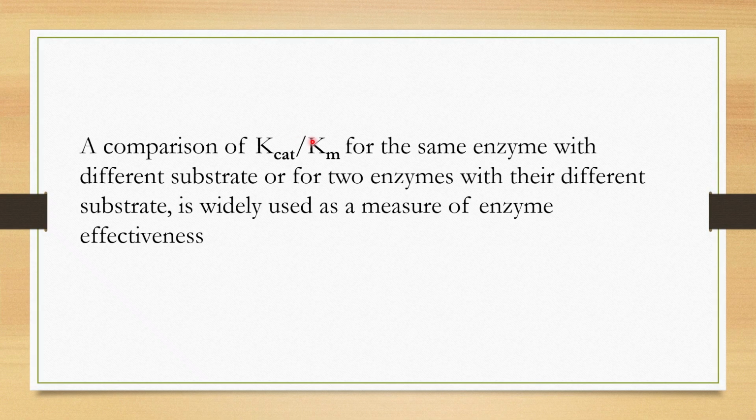The ratio of Kcat by Km is usually used to measure enzyme effectiveness. By comparing Kcat by Km of the same enzyme with different substrates, or of two enzymes with their different substrates, you can measure the enzyme effectiveness.